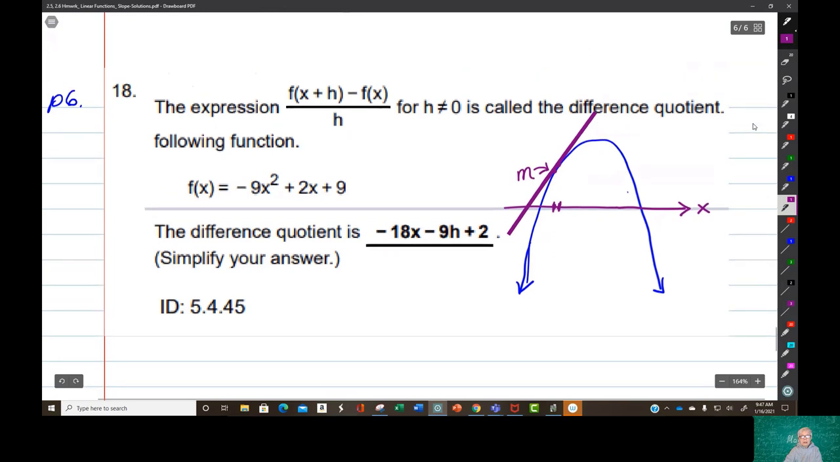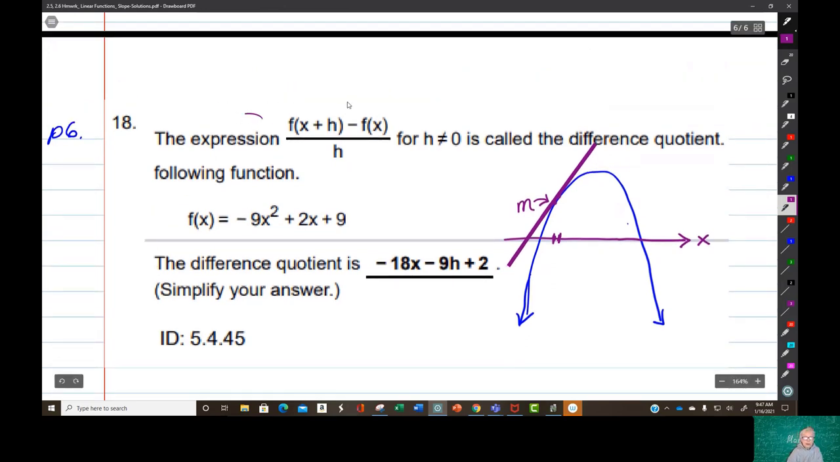So, what the difference quotient is going to give us is the slope of, we're going to call it the tangent line, but it's not really the tangent line. If you ever take calculus, it's called the secant line. The object is to make it into the tangent line, but we're not going to go into that here. But it's a line that connects two points on a graph. Those points are really close together.